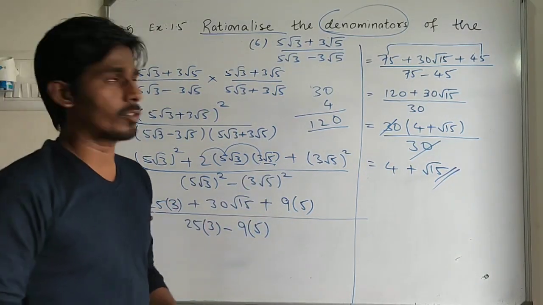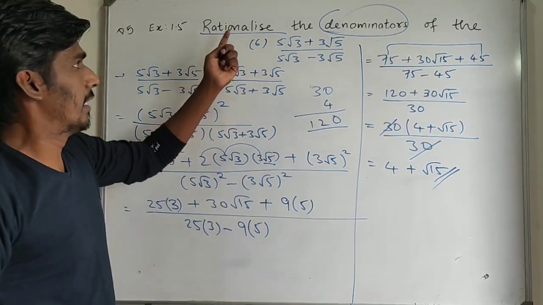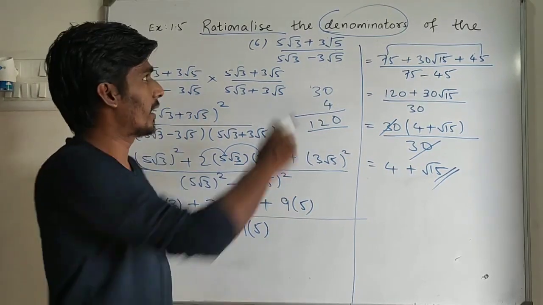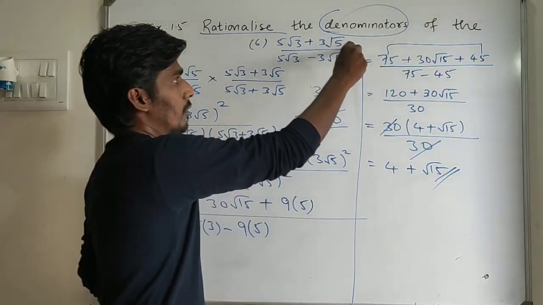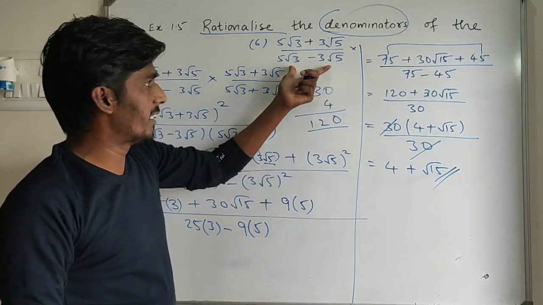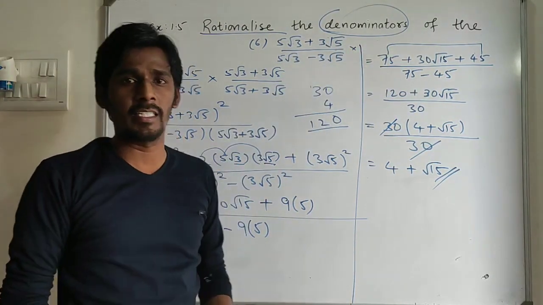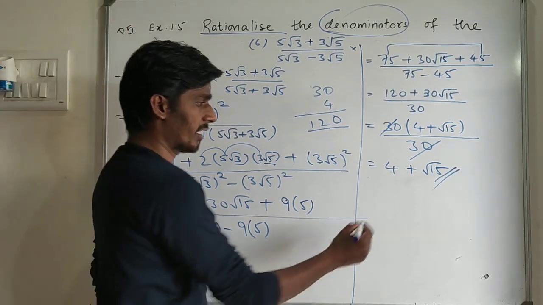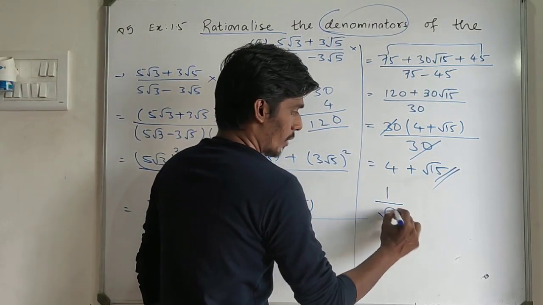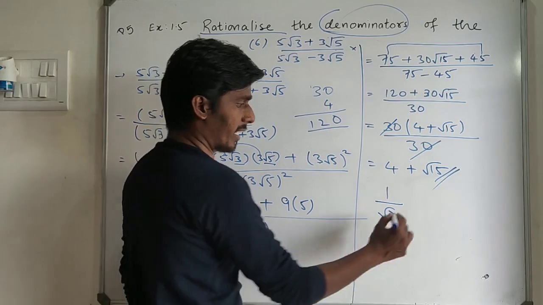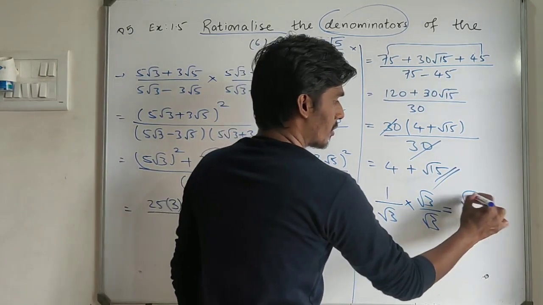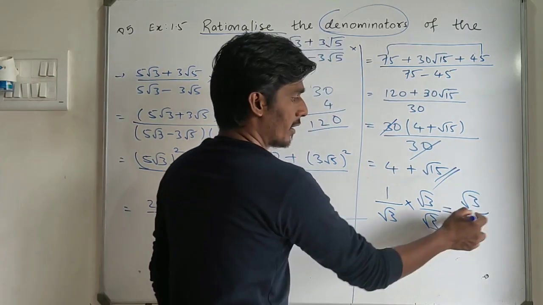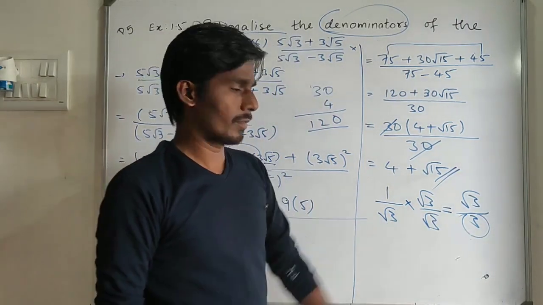So this is the way we can solve any rationalize the denominator question. Whenever this question comes, rationalize the denominator, we have to multiply the denominator with its opposite sign if a binomial is there. If it's a single number like 1 upon root 3, no need to change the sign, just multiply root 3 upon root 3. So this will be root 3 upon 3. Denominator क्या हो गया यहाँ पे? Rationalize.